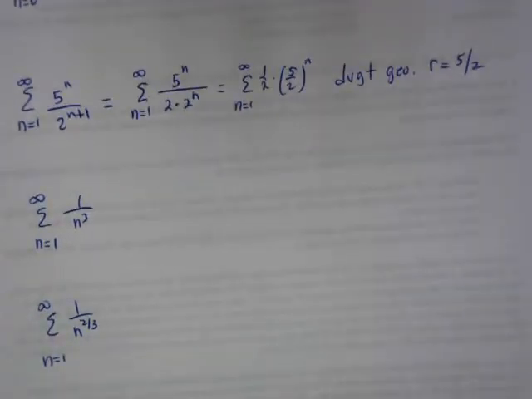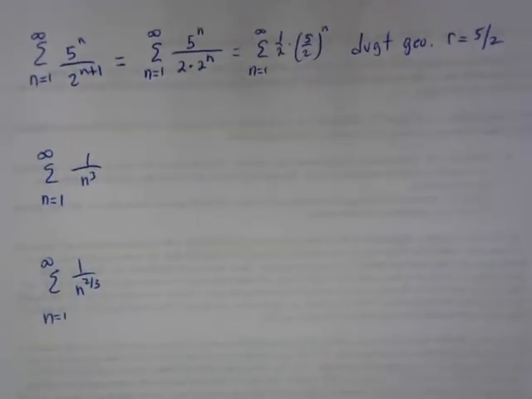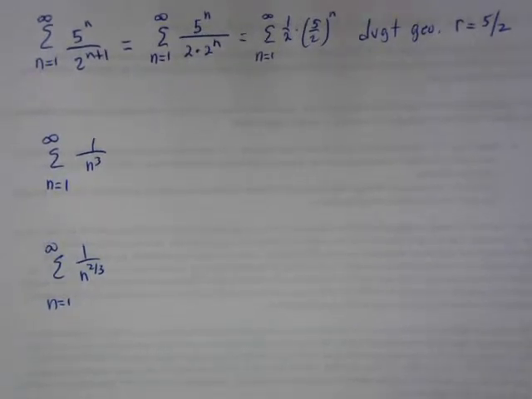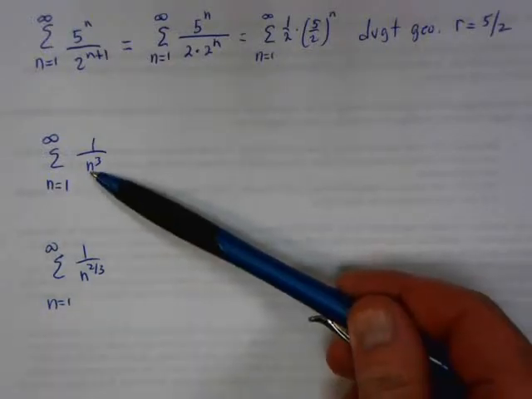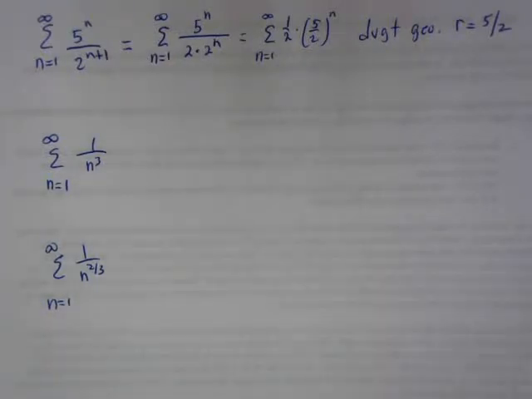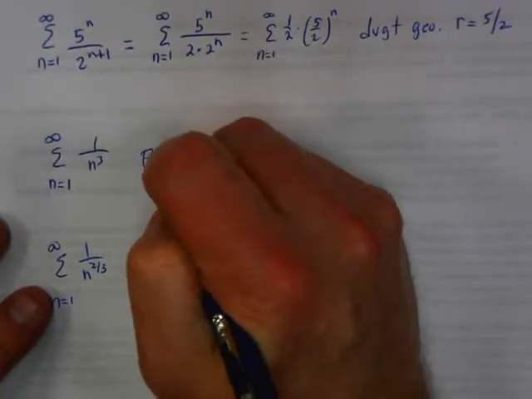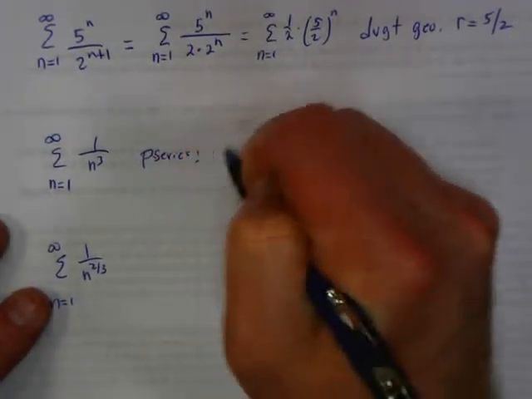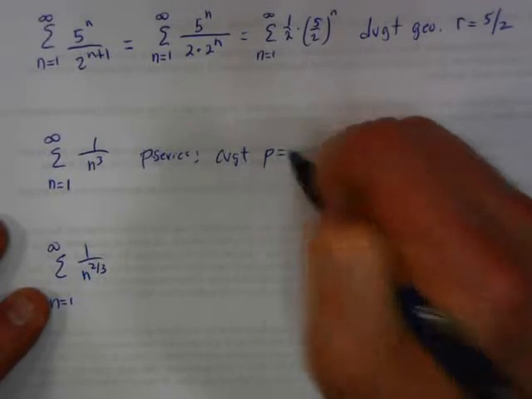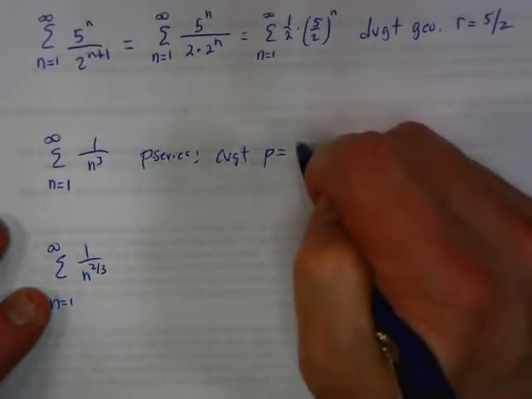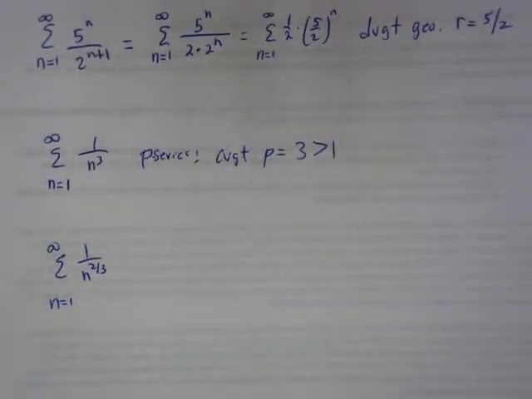Next one. P series. Why is it a P series? Because it's in the form of n raised to a power. That's the P series form. Converges or diverges? Convergent because P equals 3, which is bigger than 1.